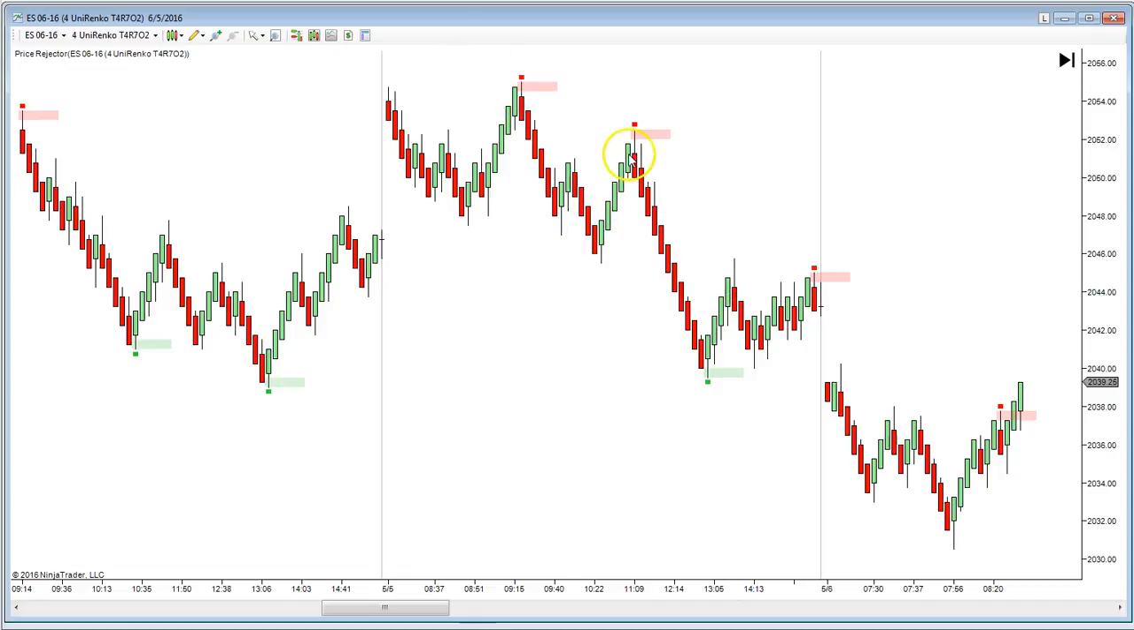So, you get something out of this move. You get something out of this move. This one I wouldn't take. It's right on the close.